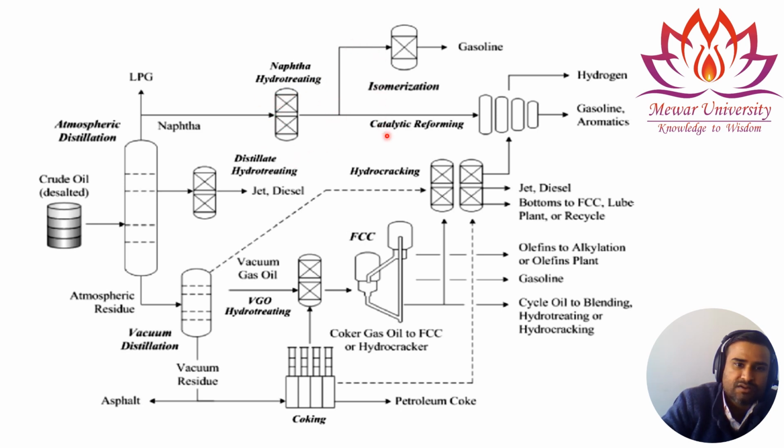In the naphtha hydrotreating we have the reforming process, that is isomerization, and we are getting the gasoline. And here again we have catalytic reforming. Out of the catalytic reforming we are getting the gasoline and aromatics. So this is the detailed diagram of the reforming process in the refinery.